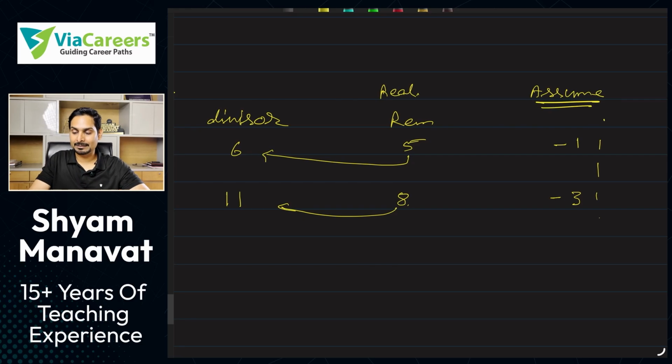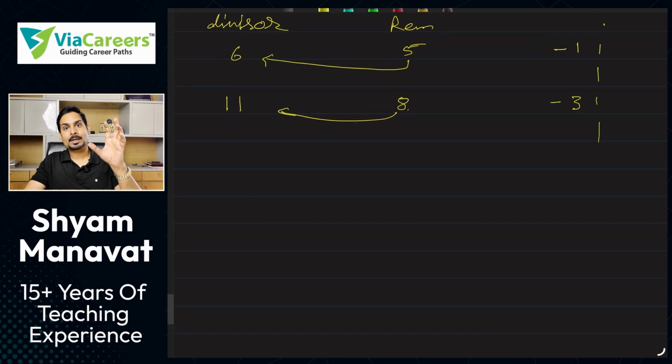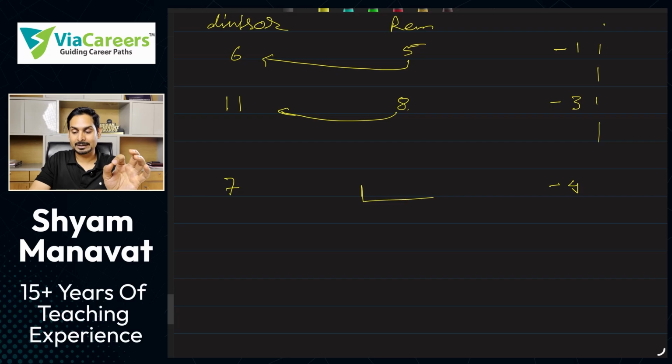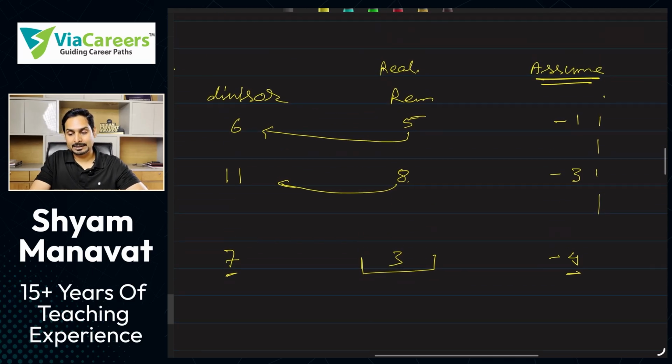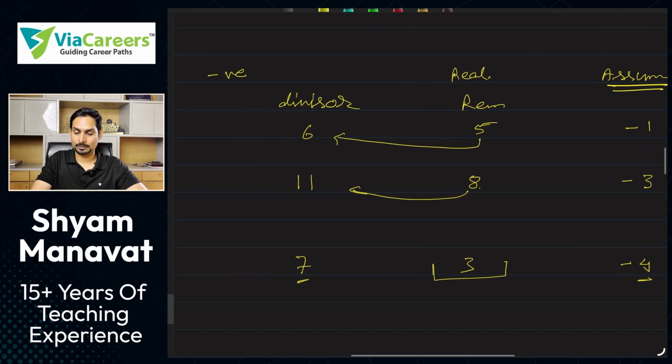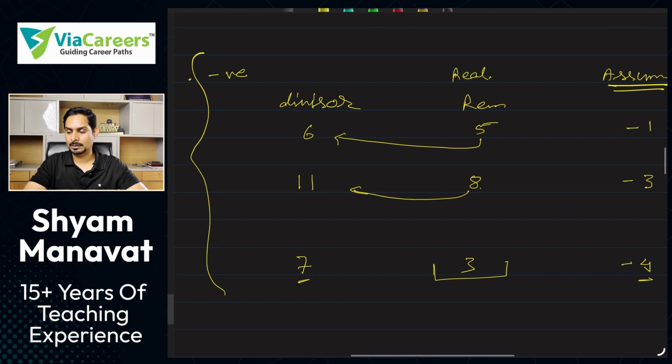And by assuming this negative remainder, if I get the final answer also in negative remainder form, the final conclusion is also in negative remainder form. Example, if the negative remainder is minus 4 when I divide by 7, then can you tell me what the real remainder should be? Yes, the real remainder will be 7 minus 4, which is 3. Are you getting this example or not? Yes or no? Let's call this the concept of negative remainder.